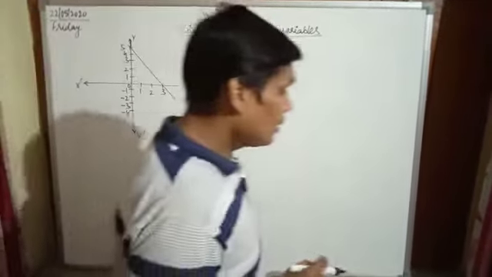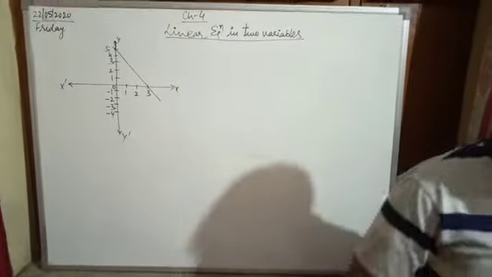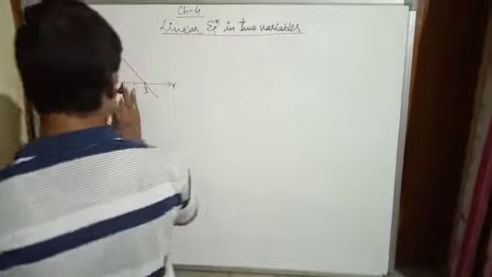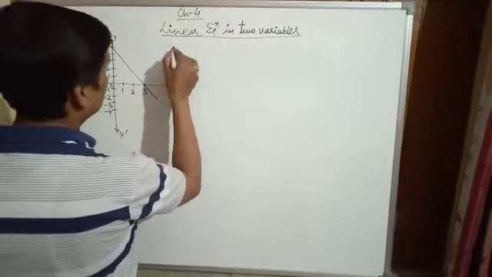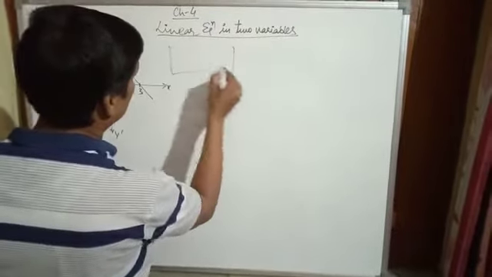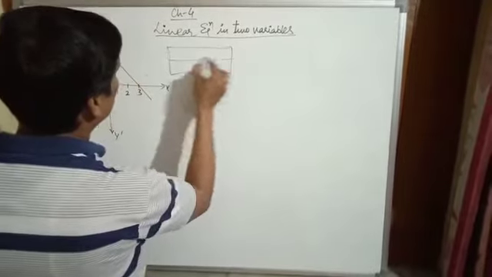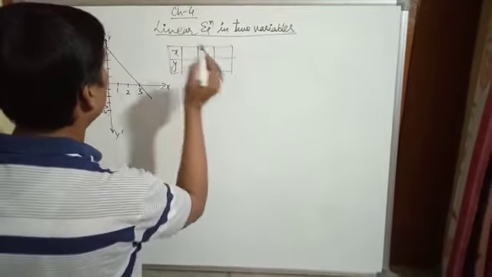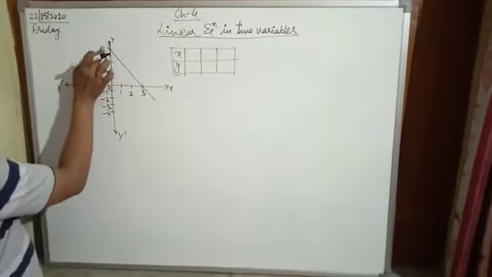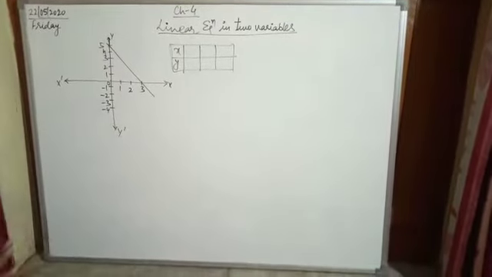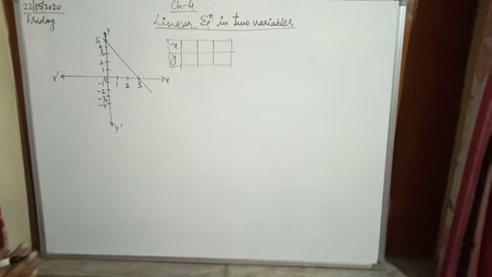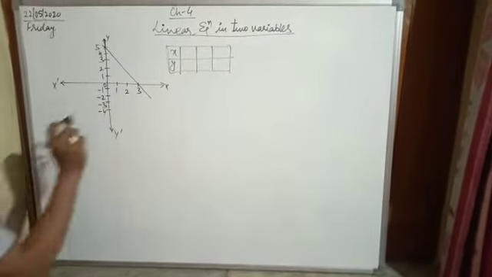Firstly, the first two coordinates are very easy to write by seeing the graph. This is x, this is y. Firstly, this straight line is given. We want to know the graph, read the graph.